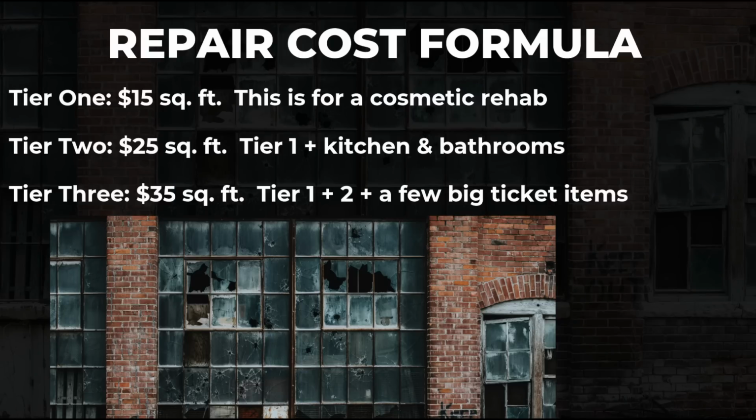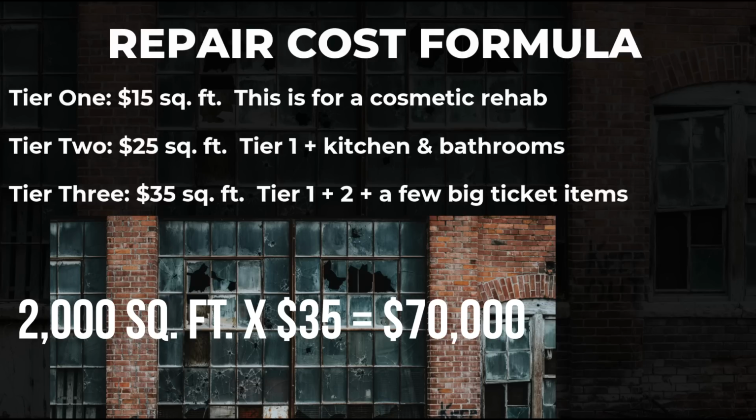Tier 1 is just basic cosmetic upgrades, paint, flooring, landscaping, a good cleaning, stuff like that, and that's $15 per square foot. Then you have my Tier 2. This is everything from Tier 1, but also updating the kitchens and bathrooms. That's $25 per square foot. Then you have Tier 3. This is everything in Tier 1 and 2, plus a couple big ticket items, right? So like the roof, HVAC, stuff like that. That's $35 per square foot. So for example, let's say you had a Tier 3 on a 2,000 square foot house. That would be right around $70,000.